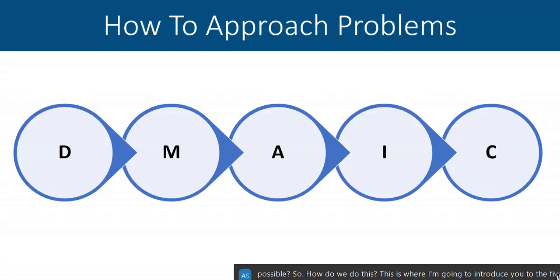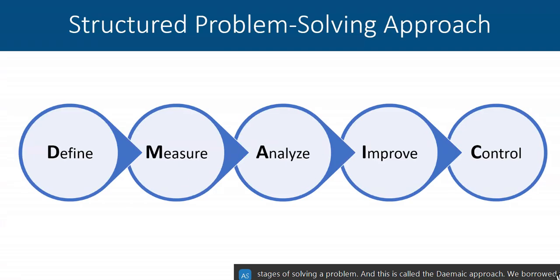problem-solving approach. What does DMAIC stand for? DMAIC stands for define, measure, analyze, improve, and control. So what we're going to do is talk about what these 5 stages are.